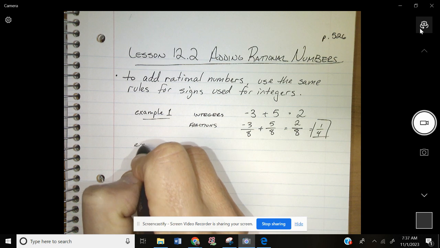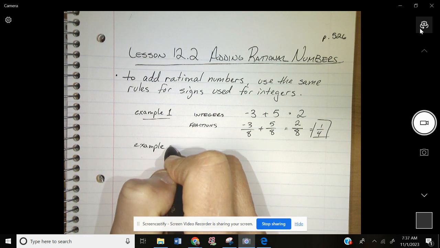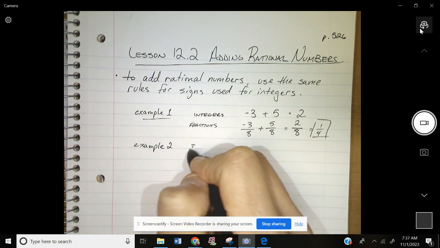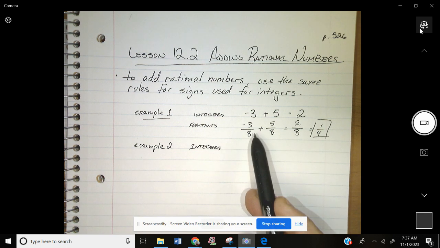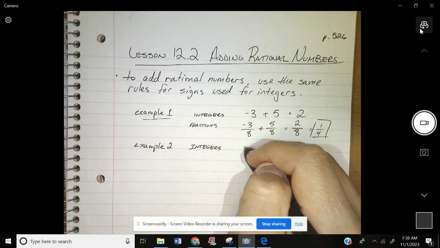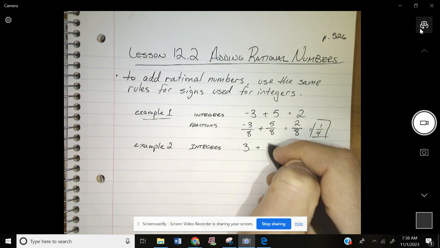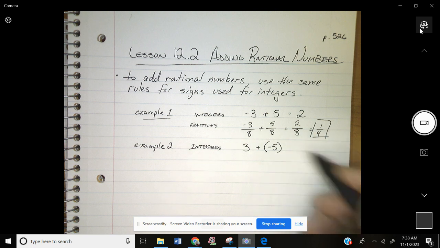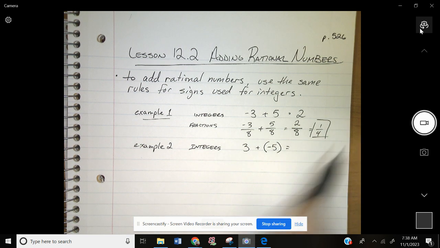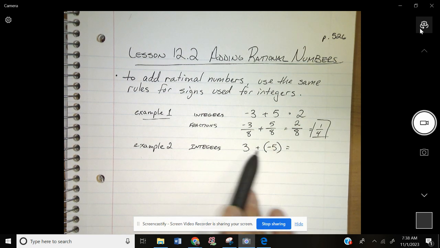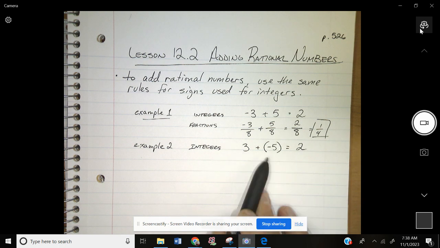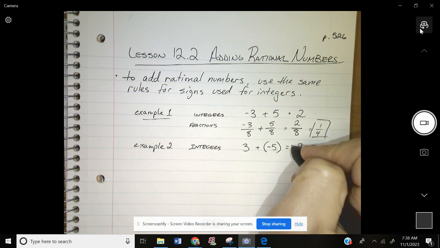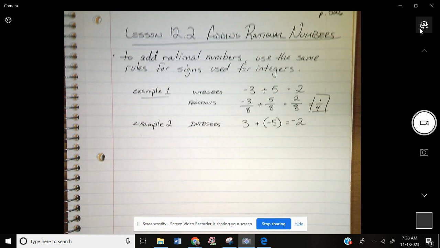Let's do another example like that. Let's say I have 3 plus a -5. Well, that's the same thing. The signs are different, so I'm going to subtract the absolute values, keep the sign of the bigger absolute value, which is negative. All right, you see how this is working?